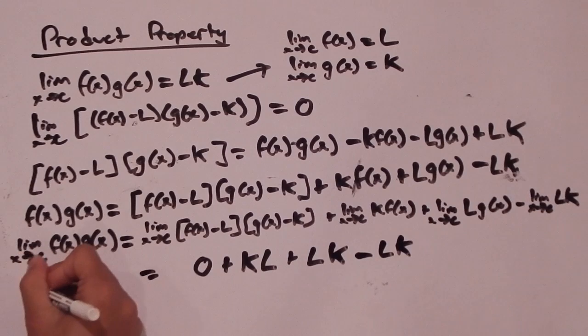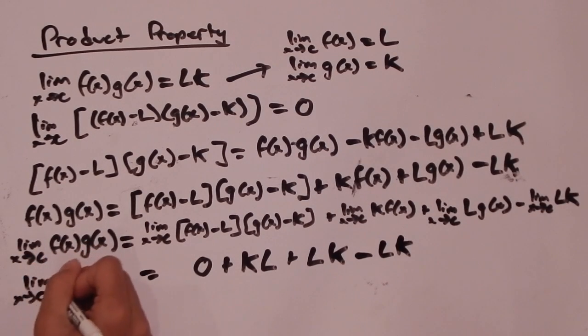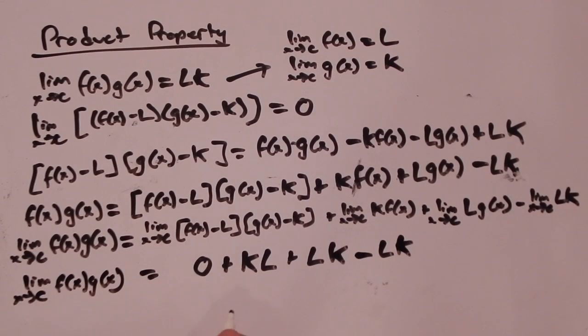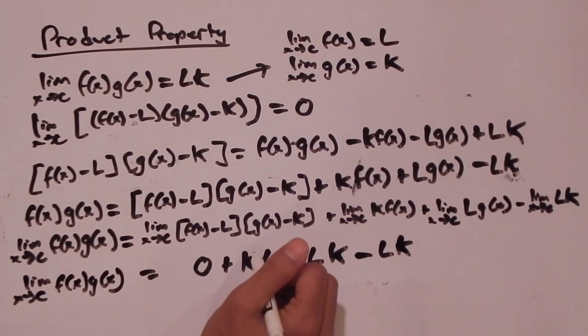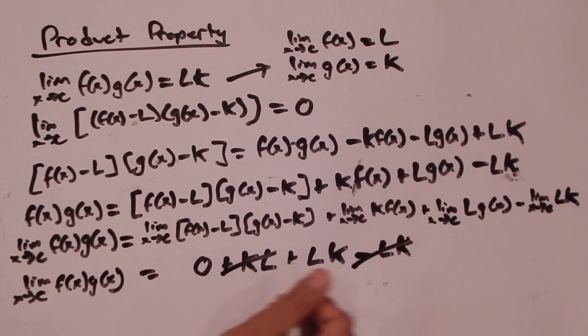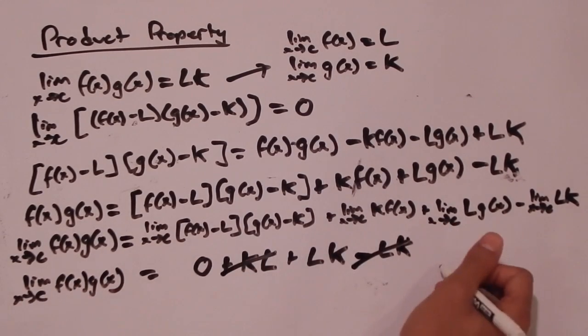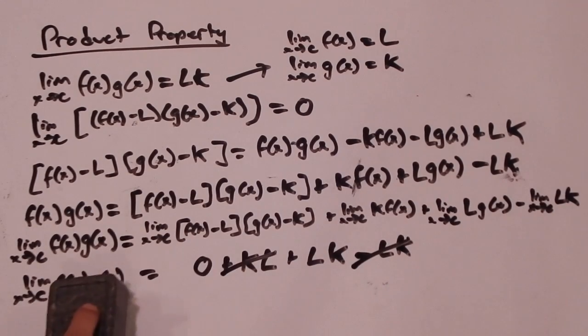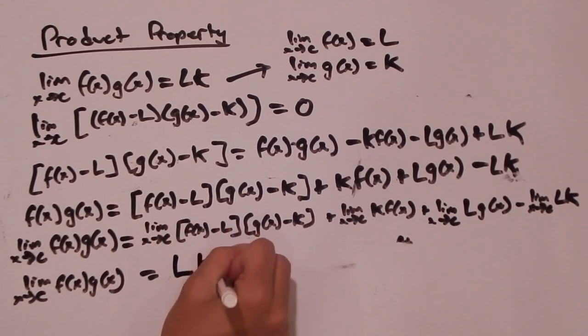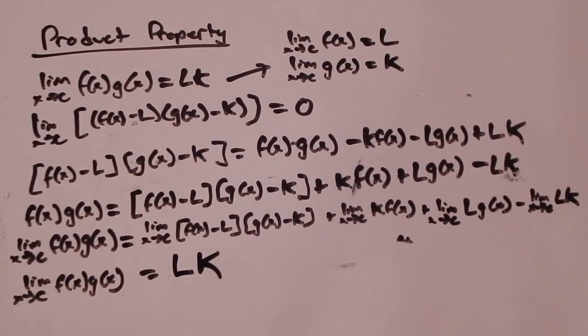And then over here, we have the limit as x goes to c of f(x) times g(x). And look at what this simplifies to. If we just cross these out, and we add 0, we get finally that the limit as x goes to c of f(x) times g(x) is equal to LK. And that is our product property. That's what we set out to prove.